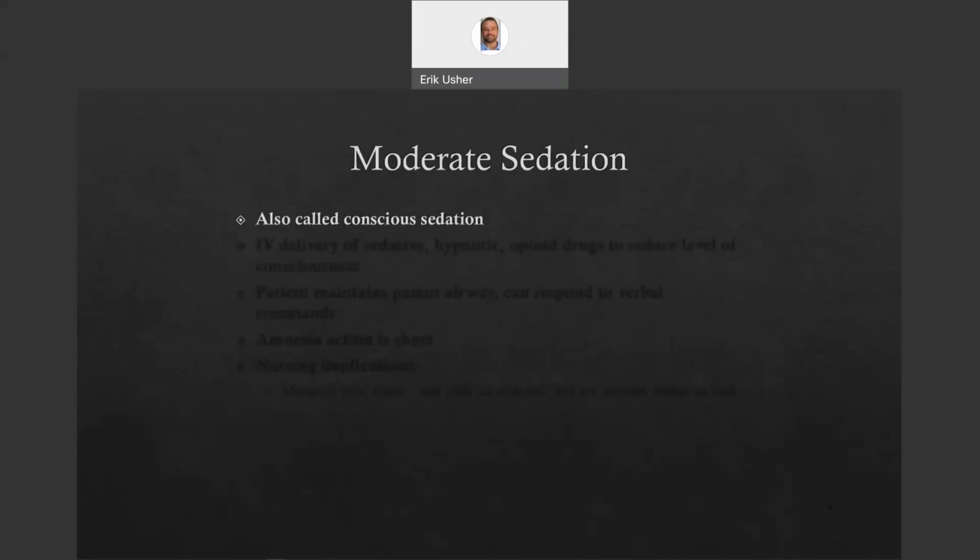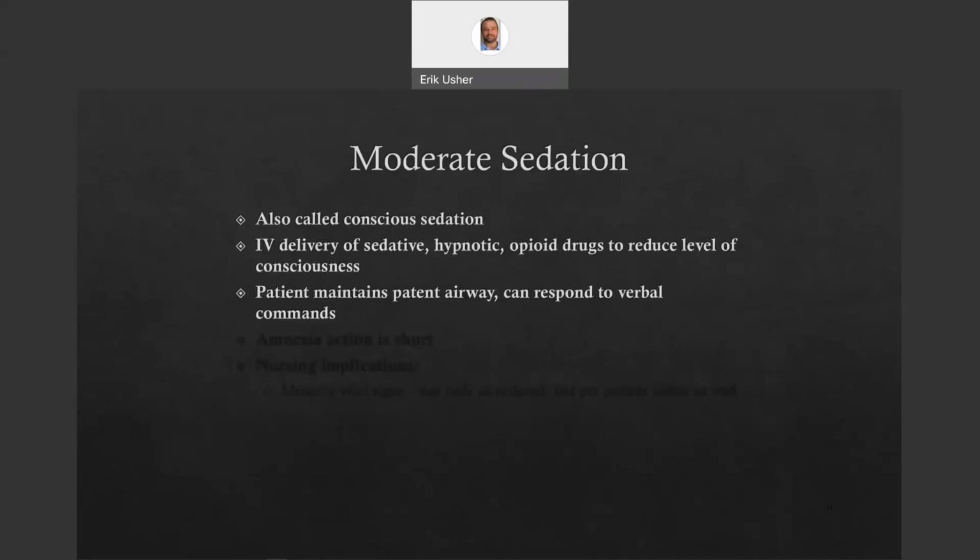Moderate sedation is also called conscious sedation. We do this very commonly throughout the hospital in many different areas. So they give an IV delivery of a sedative, hypnotic, opioid, usually a combination, and it reduces the level of consciousness. They maintain their airway, so we don't need to put a tube in them, and they respond to verbal commands. How you doing? It may be slow. They usually get amnesia, and that's the goal of it. Make them a little bit amnestic. It's short. So, in your long procedure, 2 milligrams of Versed is not going to knock them out for that whole time.